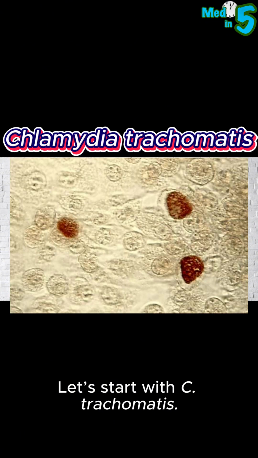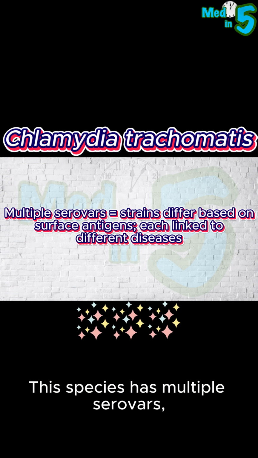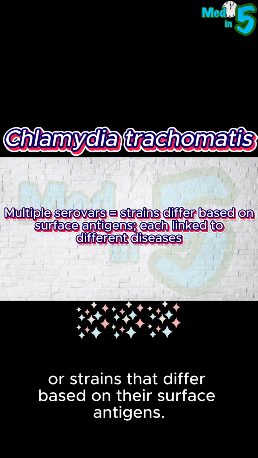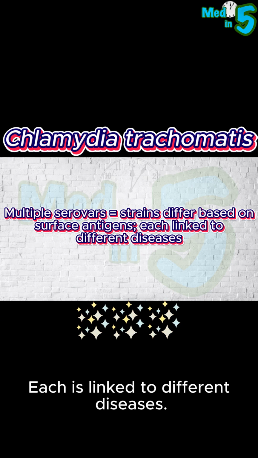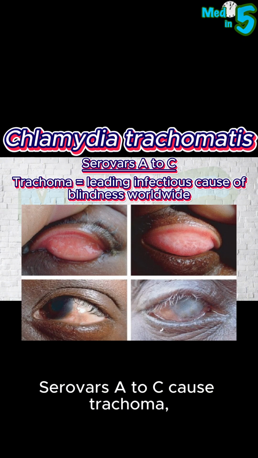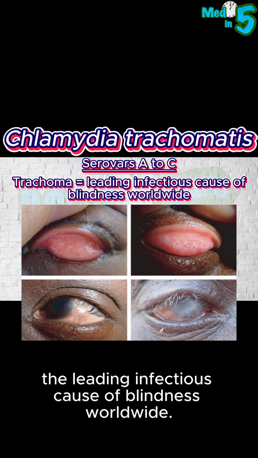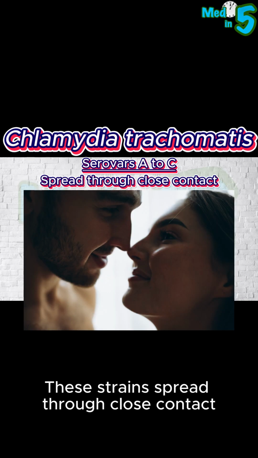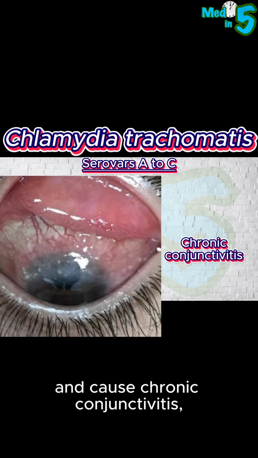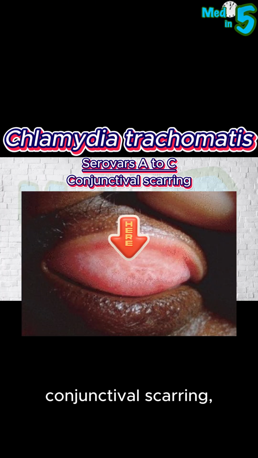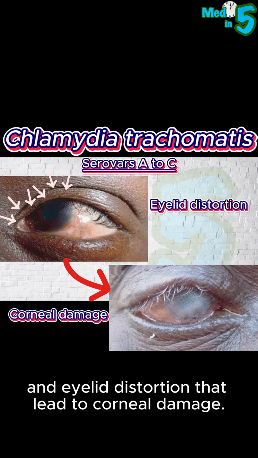Let's start with C. trachomatis. This species has multiple serovars, or strains that differ based on their surface antigens. Each is linked to different diseases. Serovars A to C cause trachoma, the leading infectious cause of blindness worldwide. These strains spread through close contact and cause chronic conjunctivitis, conjunctival scarring, and eyelid distortion that lead to corneal damage.